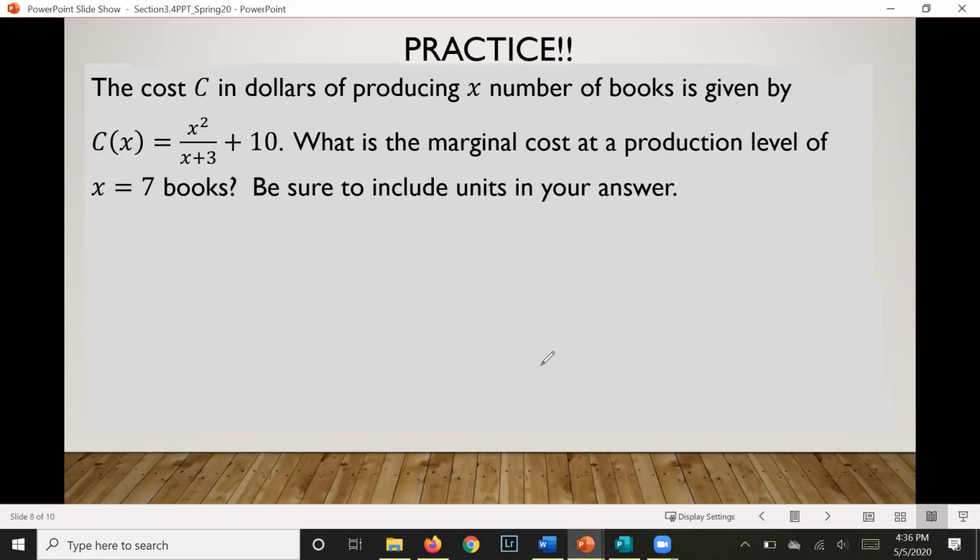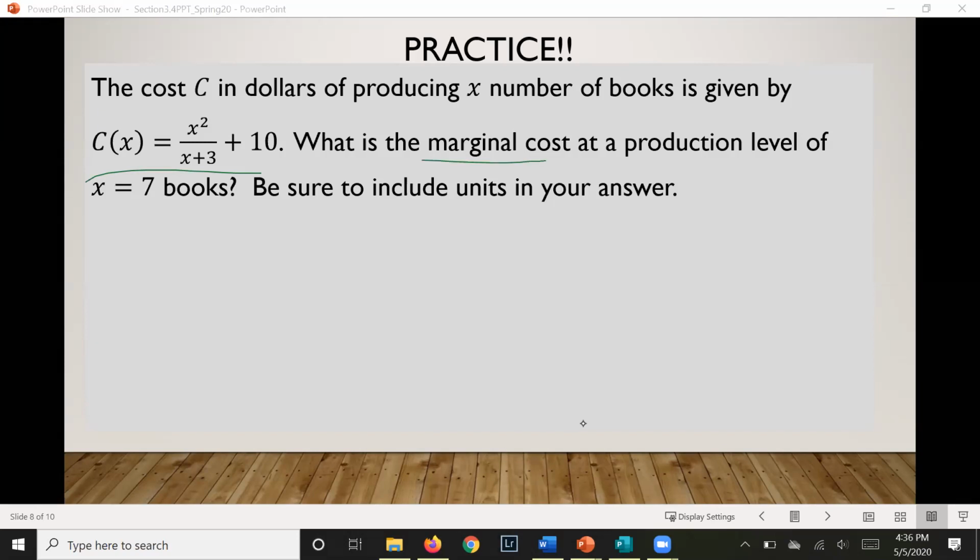All right, now let's look at a marginal cost problem. So here we're told that the cost C in dollars of producing X books is given by C of X equals X squared over X plus 3 plus 10. Again, to explain what that means, if we want to know what the cost was for producing 1,000 books, we could plug in 1,000 for X here, and the number we get out would tell us what that cost was.